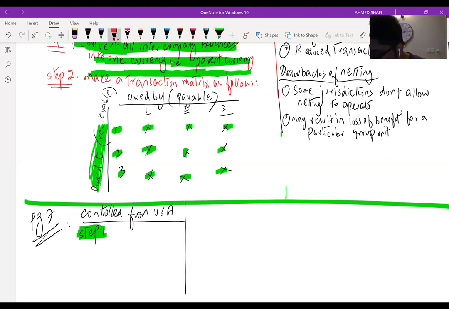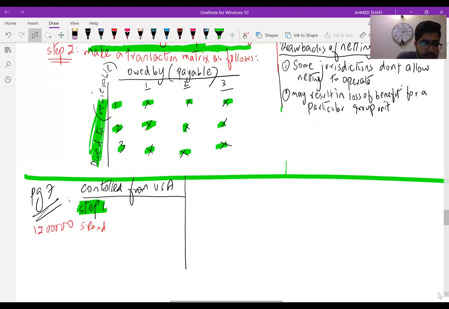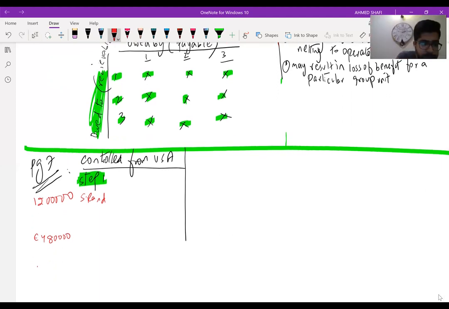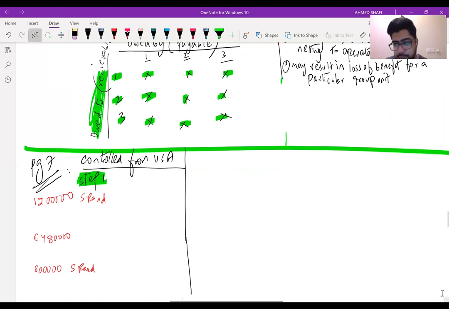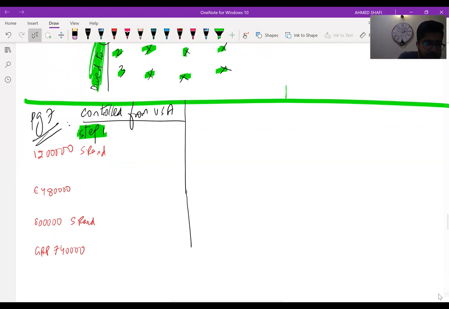Okay. What are the balances? The first balance is 1,200,000 South African rand. The second balance is 480,000 euro. The third balance is 800,000 South African rand. The fourth balance is GBP 740,000, okay? And the fifth balance is 375,000 euros.